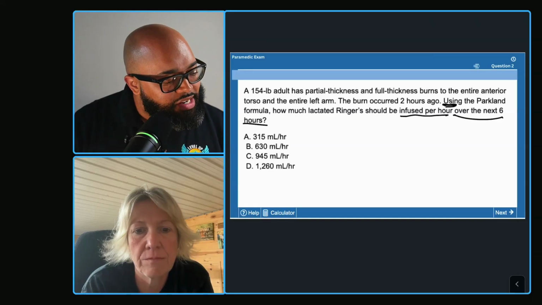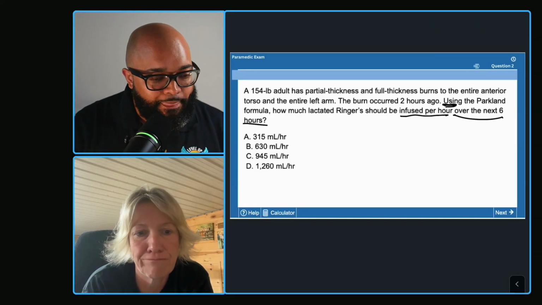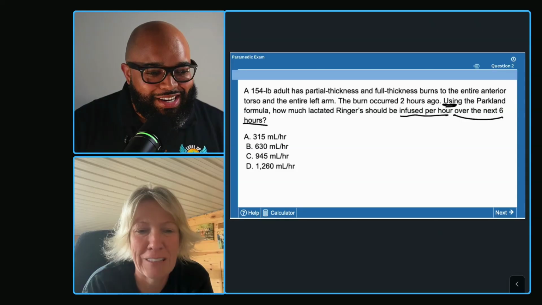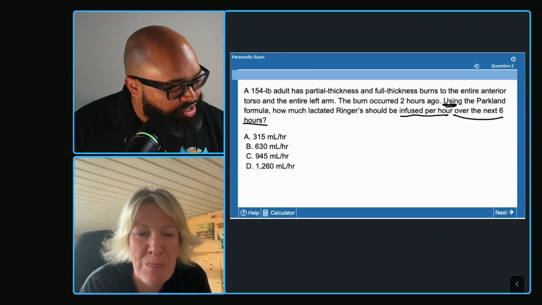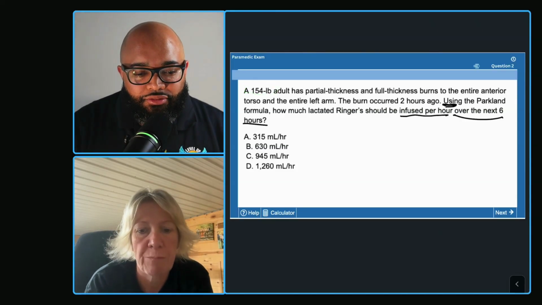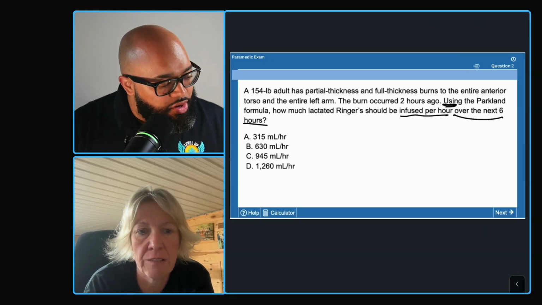First of all, what is the Parkland formula? I don't know. All right, so we're going to get to that. Hold that thought. So let's just go to the question then. Okay. All right, so let's start with the question. For the rest of you, type it in the chat. Tell me the Parkland formula real quick. But Teresa, you keep going with the questions.